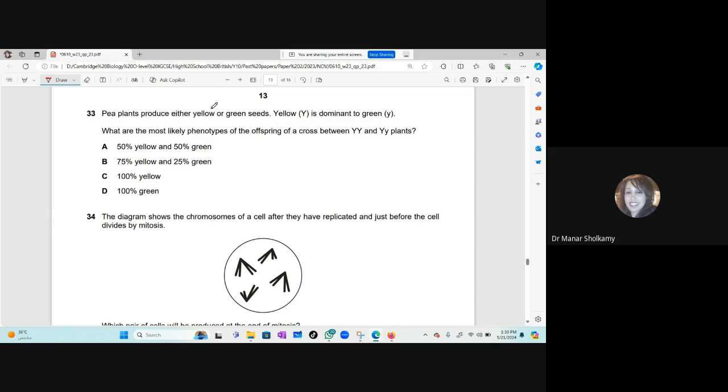Pea plants produce either yellow or green seeds. Yellow is dominant to green. What are the most likely phenotypes of the offspring of a cross between homozygous dominant and heterozygous? So the only thing you will do here is a Punnett square. You will get a pencil, and on the side of the exam, you will do a Punnett square here. Okay.